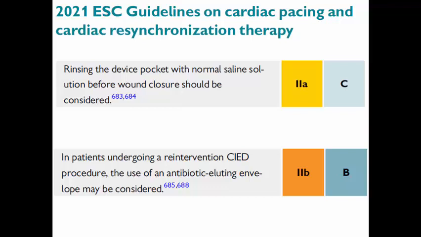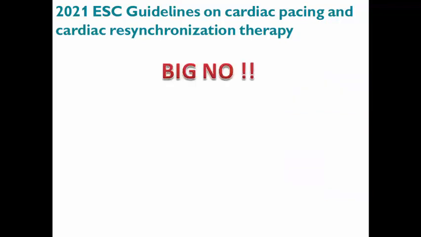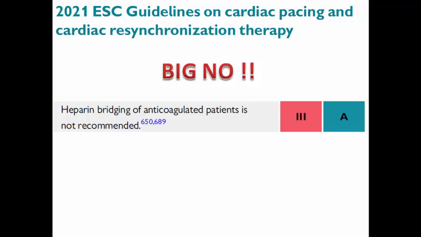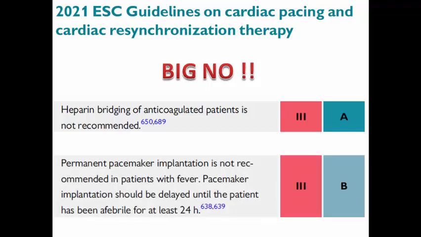And the class 2B, to use an antibiotic eluting envelope, which is an antibiotic mesh, in case of patients having a re-intervention CIED procedure, has a class 2B recommendation. And the big no in those guidelines is that heparin bridging of anticoagulated patients on warfarin is not recommended. Keep the patients on warfarin on the lower range of the target INR and get the patient into the device implantation without stopping it. And of course, permanent pacemaker implantation is not recommended in feverish patients or patients having evidence of septic focus. It should be delayed until the patient is afebrile for at least 24 hours.